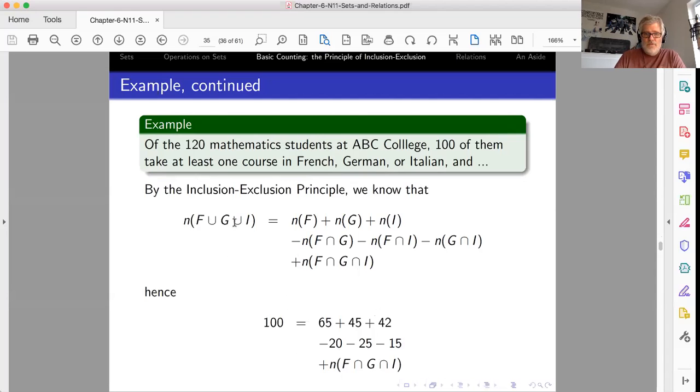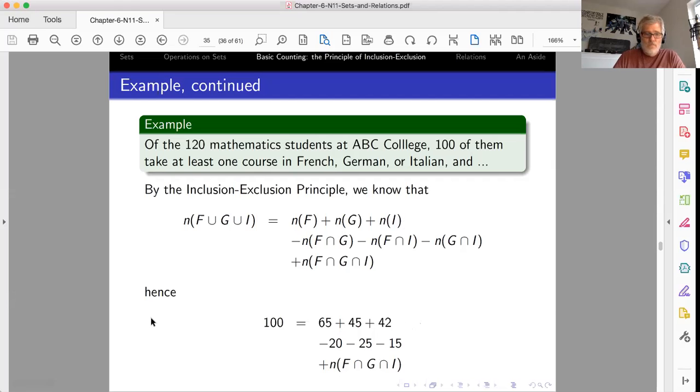So the number of students that take either French or German or Italian, some language, is 100. I was given that. The number that take French is 65. The number that take German is 45. The number that take Italian is 42. The number that take French and German is 20, and so on.